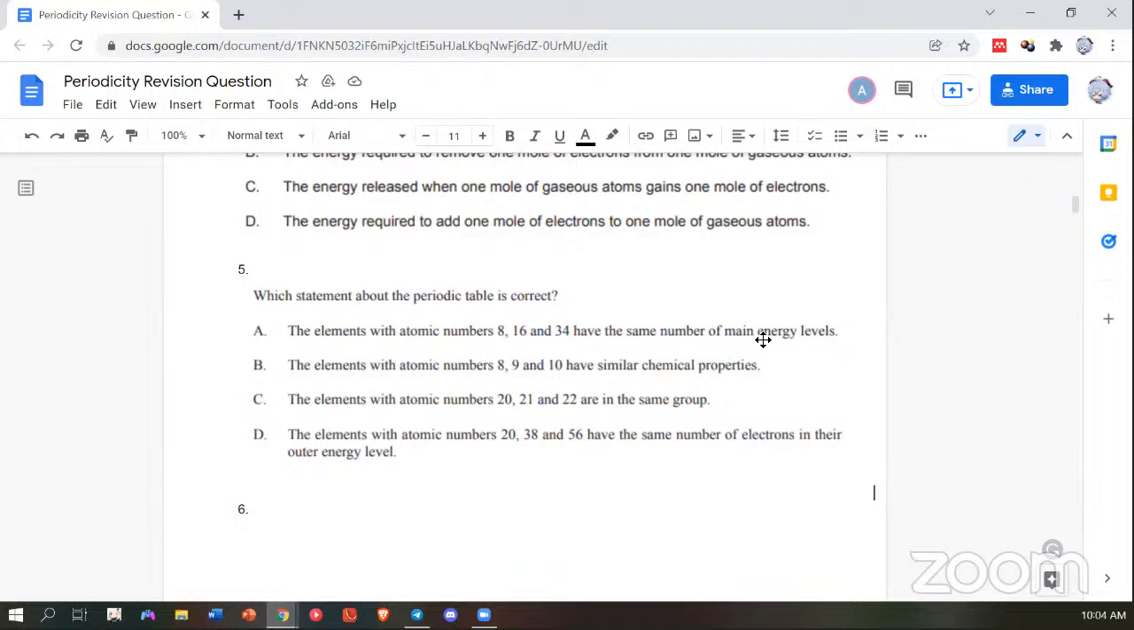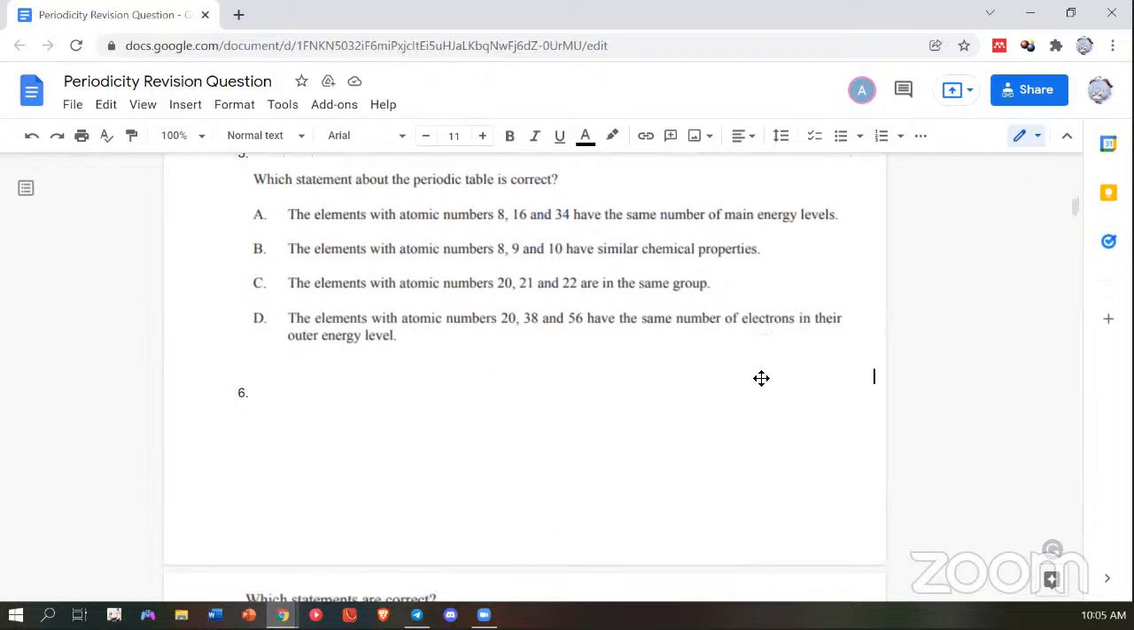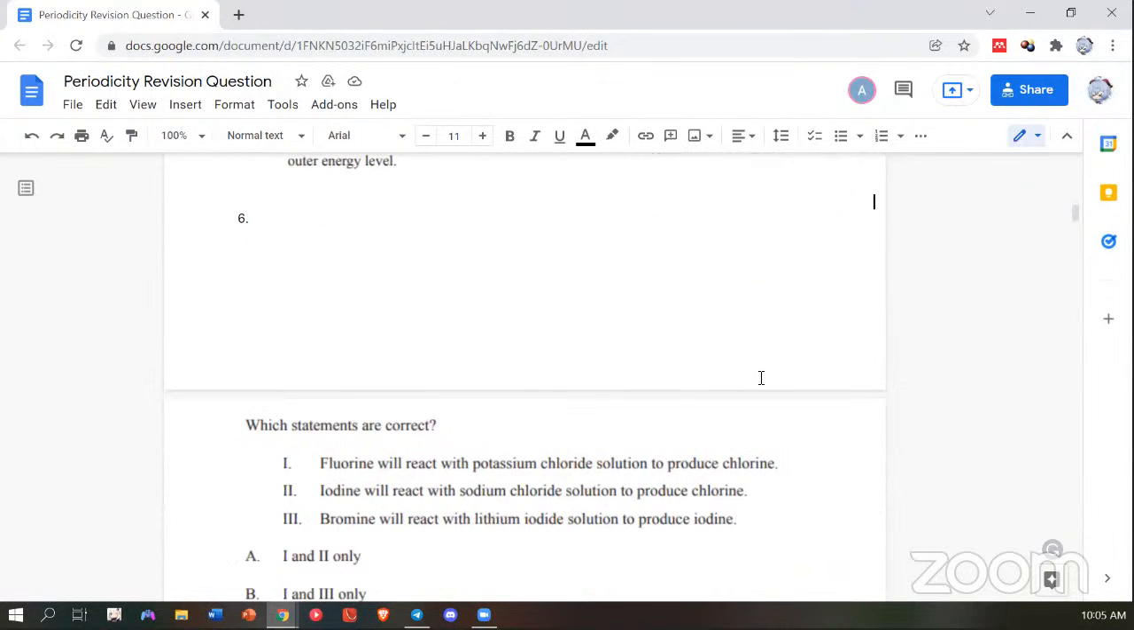And then the answer is definitely D sebab kita dah eliminate A, B, C. So kita tengok je lah 20, 38, 56 have the same number of electrons in their outer energy level, the valence electron lah kan. So tengok 20, 38, 56. So dia randuk bawah-bawah. So same group. Meaning they have the same valence electron. Okay, easy question. And then let's see number 6.